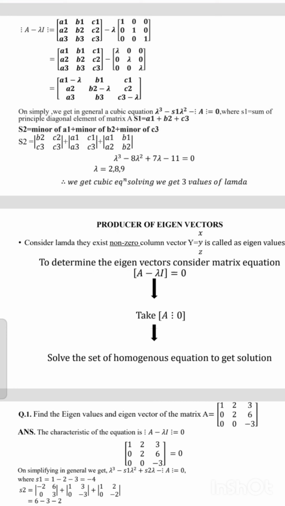Then, for example, lambda cube minus 8 lambda square plus 7 lambda minus 11 is equal to 0. We get a cubic equation; solving it, we get 3 values of lambda.